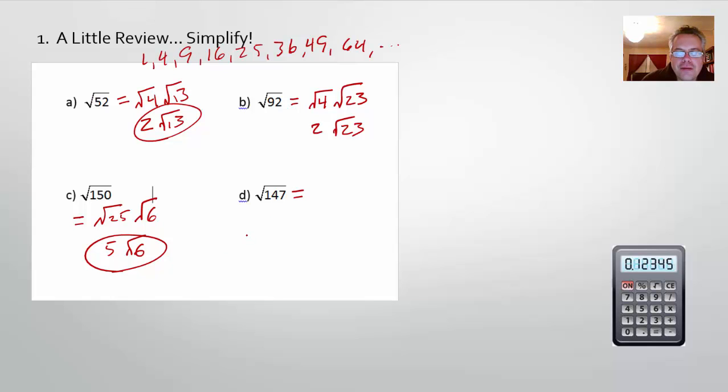147. That's kind of a big one. If you try 4, it doesn't go into it. 9 doesn't, 16 doesn't, 25 doesn't, 36 doesn't, but 49 does. It's 49 times 3. So we get square root of 49 times 3, which is 7 times the square root of 3. Okay, let's go to the next one.